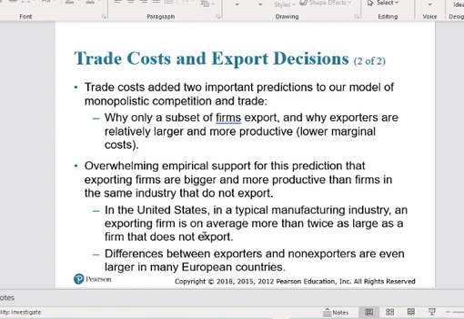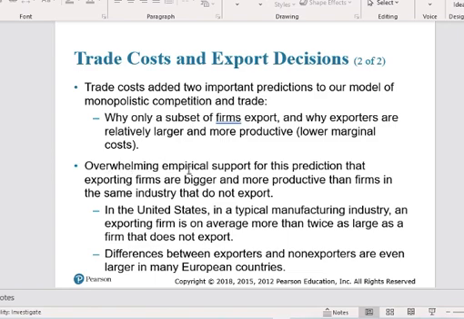Trade costs add two important predictions to our model of monopolistic competition and trade: why only a small set of firms export, and why exporters are relatively large and more productive. So we will be trying to show why firms that export are typically larger. We don't really see smaller firms export. We see only large firms export, and a relatively small number of them. This is what we want to show using this theory on the graph, to match what we have observed in the real world.